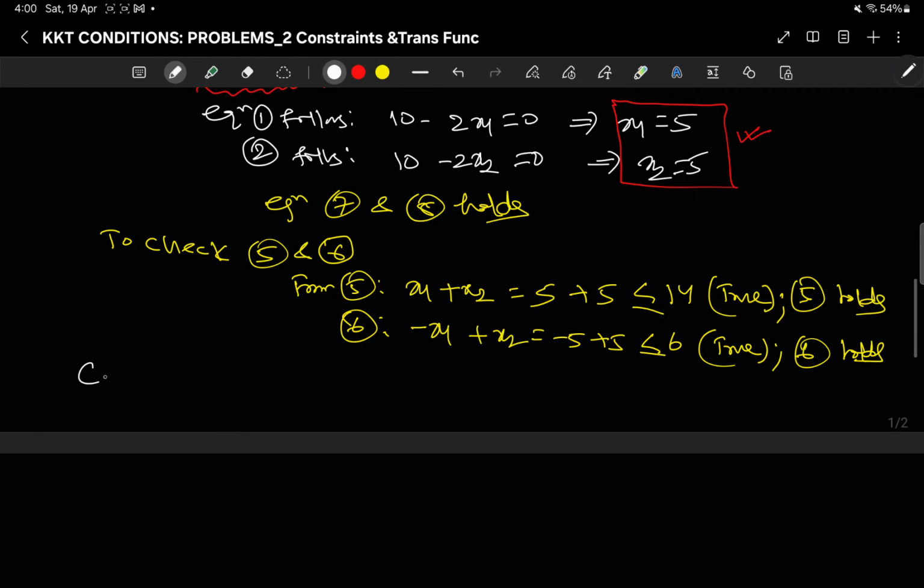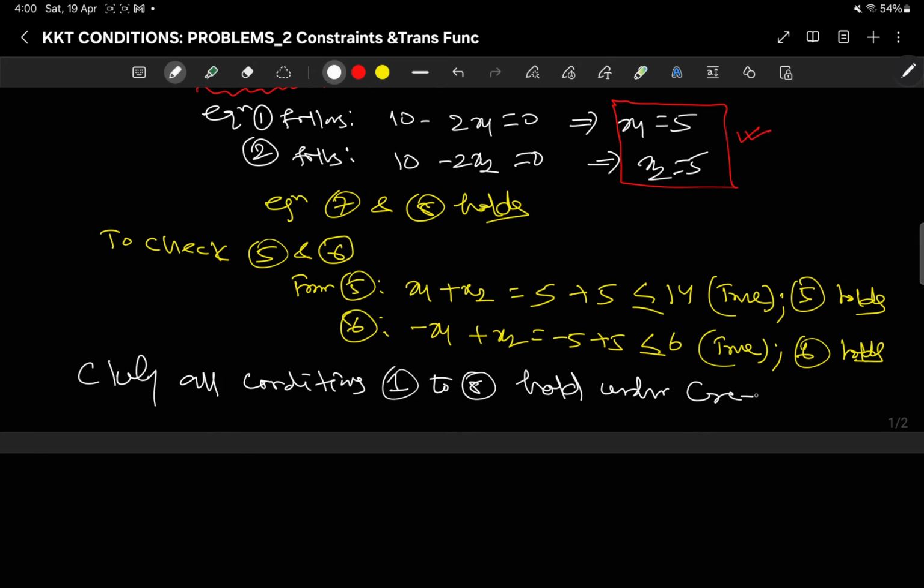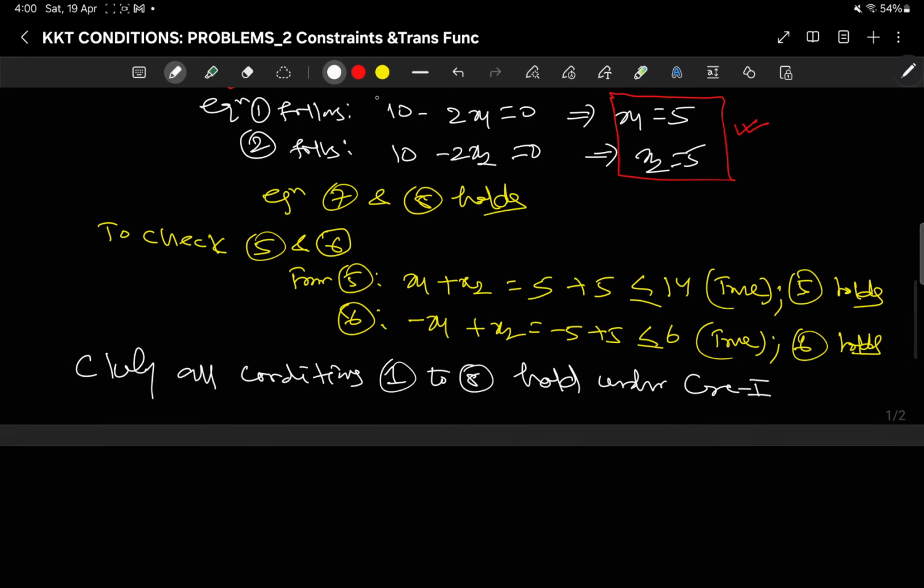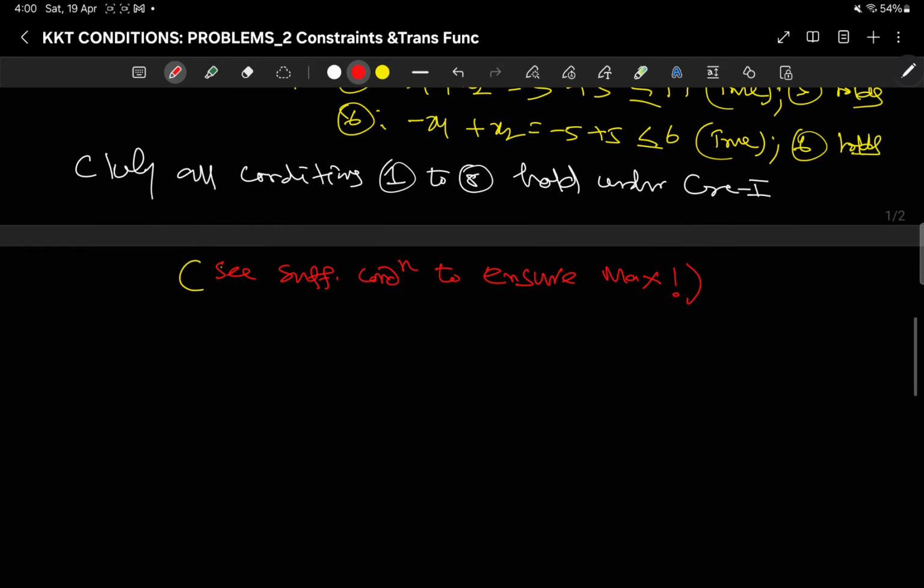Clearly, all conditions 1 to 8 hold under case 1, right? Next thing we have to see here is the sufficient condition. At last we will see the NCR maximum. We will do it at last, after all steps.